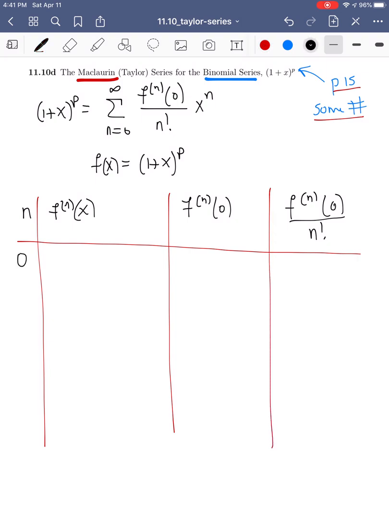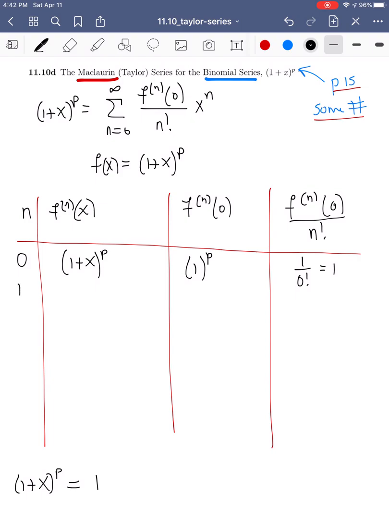Well, the 0th derivative of our function is just the function itself, which is 1 plus x raised to the p. Evaluating that at x equals 0 is just 1 to the power p, which is 1, so that coefficient is 1 over 0 factorial. So that's just equal to 1. So the first term of our series is 1. Let's go to the next term.